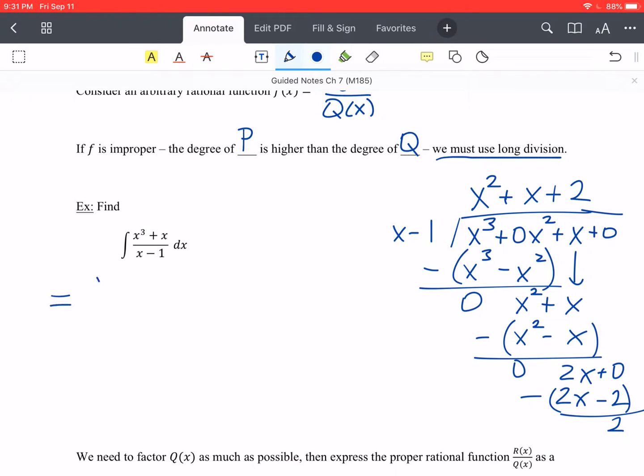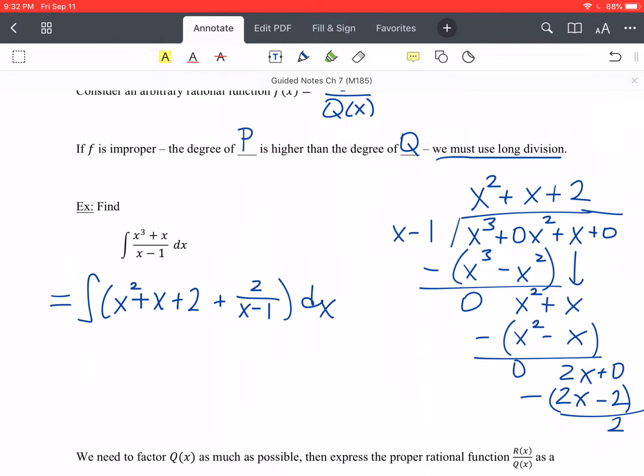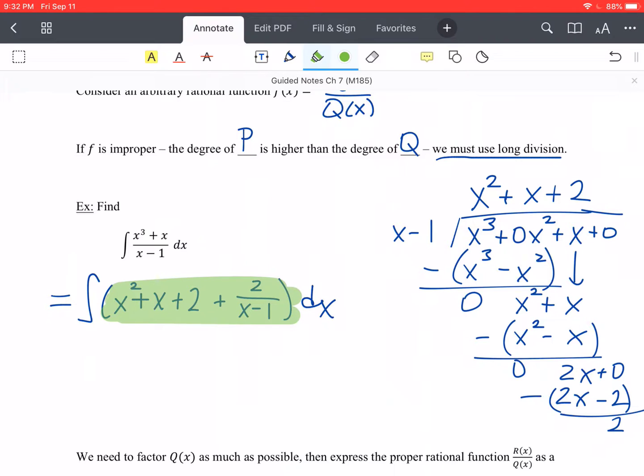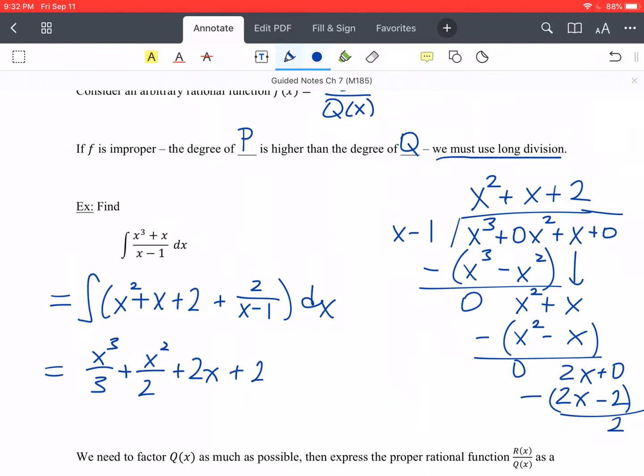But this is going to simplify this immensely. So we get x squared plus x plus 2, and then plus the remainder over the divisor there. So we get this simplification. And this we can now integrate just using our previous Calc 1 methods. So we get x cubed over 3 plus x squared over 2 plus 2x plus 2 ln of absolute value of x minus 1 plus c.